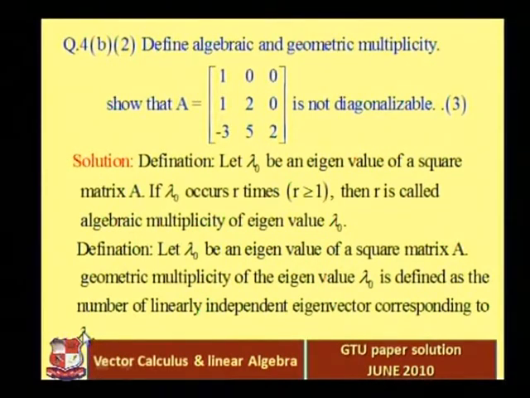We want to show that this matrix is not diagonalizable. This is a 3 cross 3 matrix, so for diagonalizability we need 3 eigenvectors corresponding to the eigenvalues. So let's check whether we get 3 eigenvectors or not.